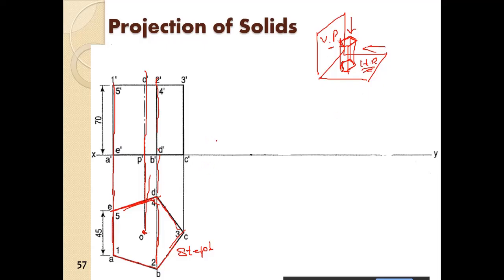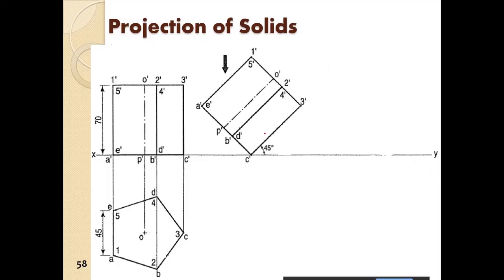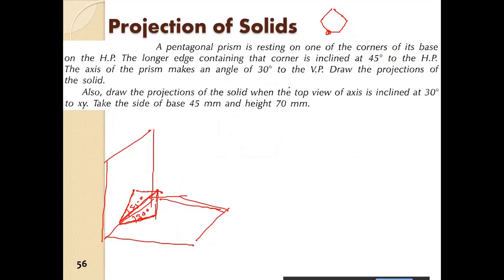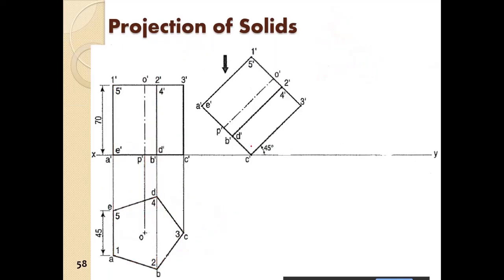So the next step is what we do. We rotate the prism to 45 to the HP. Alright, it is given here. It is inclined at 45 to the HP. So that is the next step. So we incline the prism at 45 to the HP.